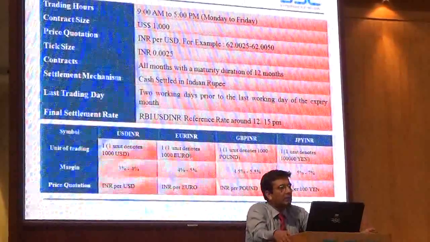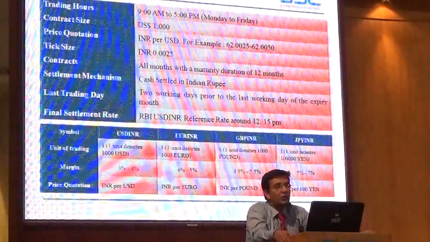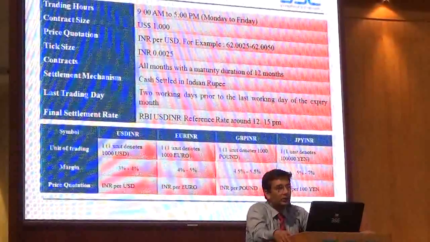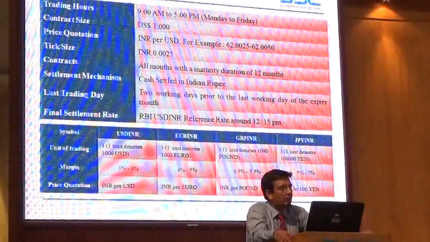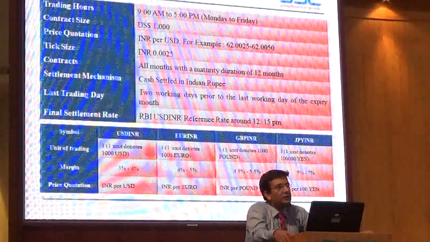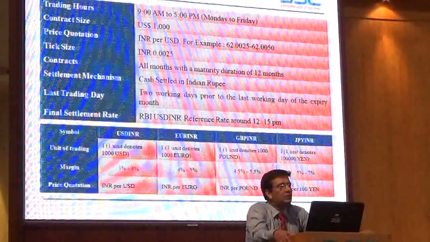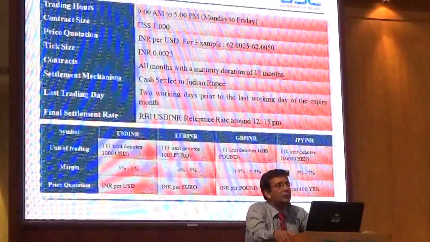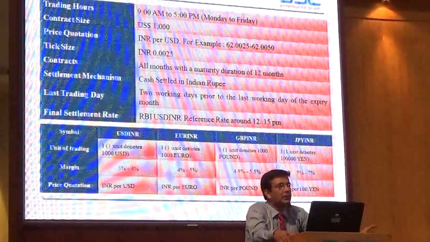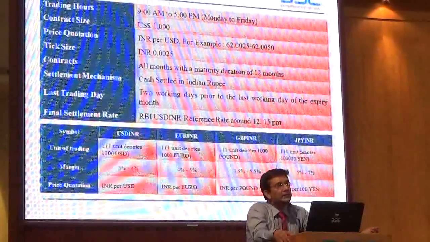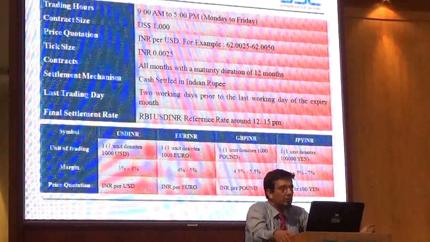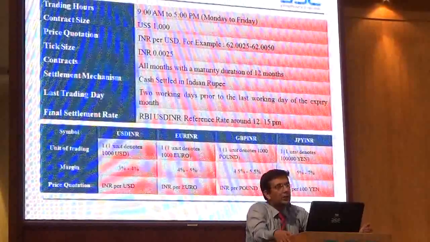Monthly contracts. Settlement is cash. There is no delivery of dollars. It's a cash settled contract. And the expiry is 2 days prior to the last working day. Say the last working day of the month is 30th, so expiry will be on 28th. That will be on the RBI reference rate around 12:30. So the contract expires on the RBI reference rate.